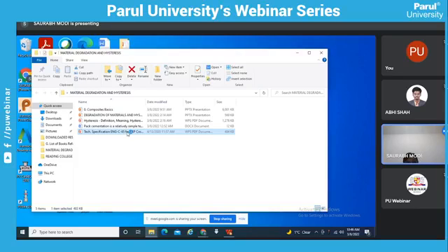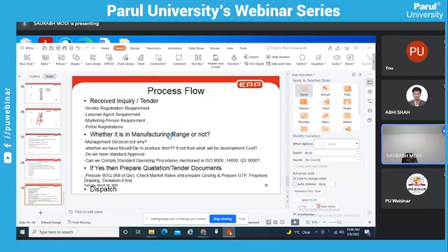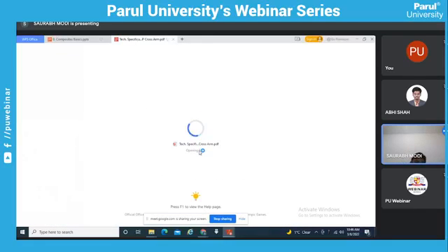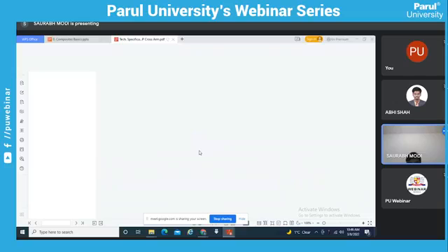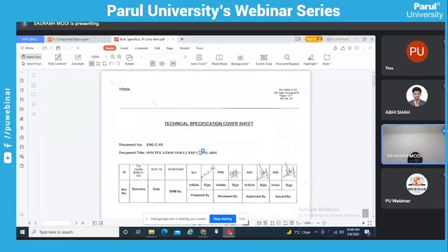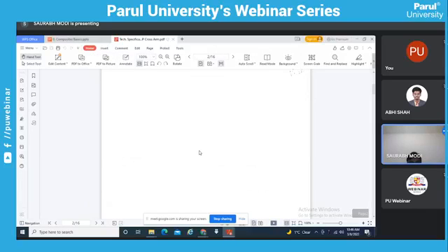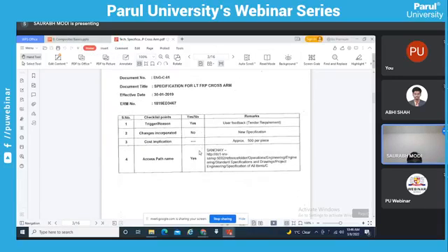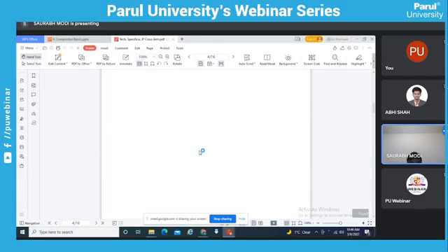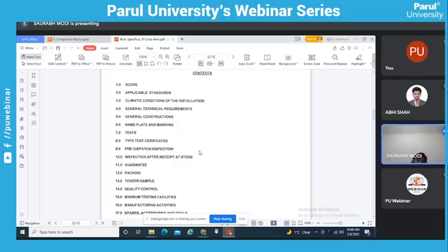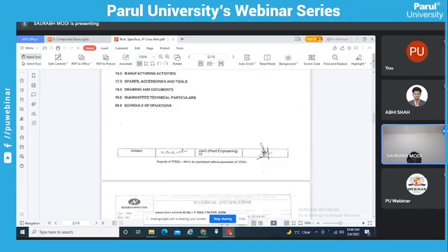The first thing we will always check is the technical specification. From that only we will get to know whether we can manufacture it or not. So this is the Tata Cross Arm, and this is the technical specification of it. Here they will mention what standard requirements you need to match, what guarantee you will offer, what kind of packing there will be, and all other technical requirements.